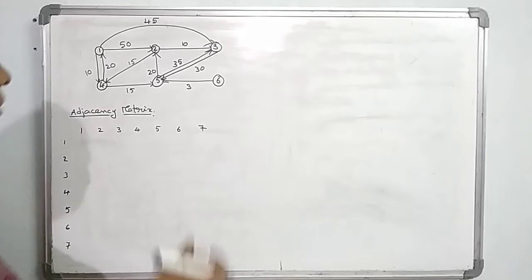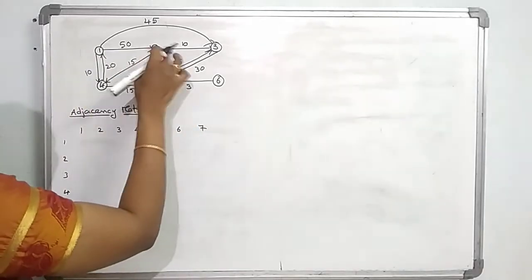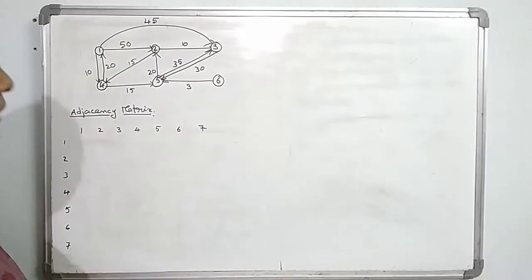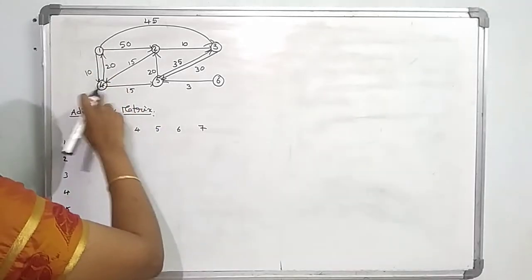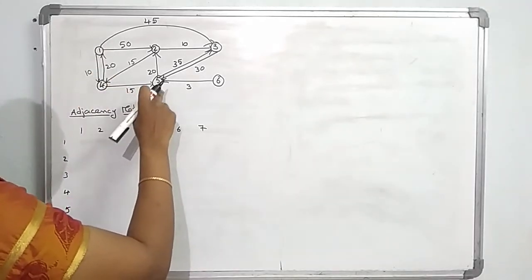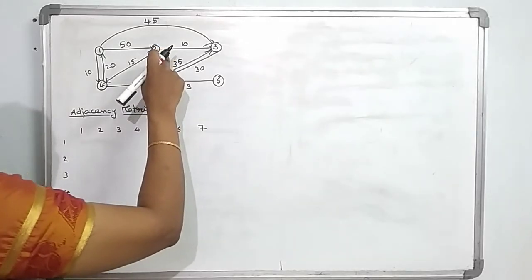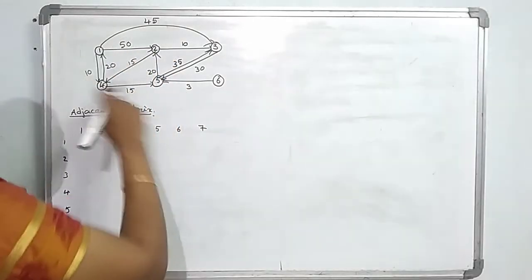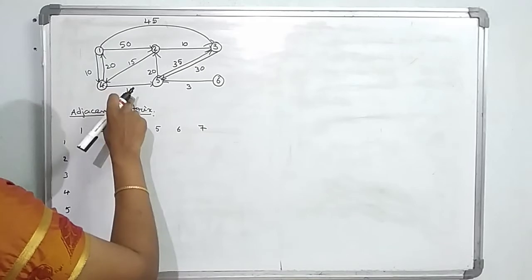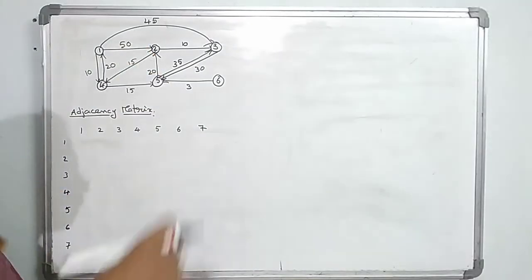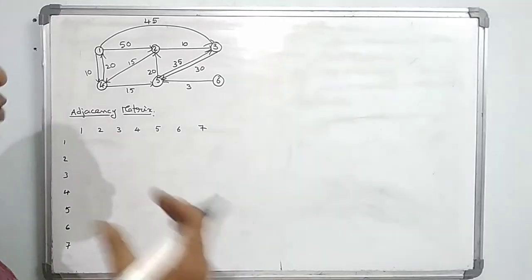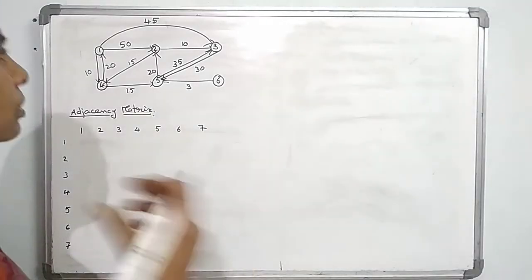If you are observing this graph, from 1 to 2 the weight is 50. But we also have another path: 1 to 4, 4 to 5, and 5 to 2, which already exists. If you take this one, you can take 10 plus 15, 25, plus 20, 45. This is 50. So we have different paths, and we will find out the shortest path.